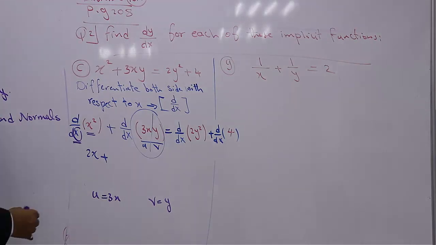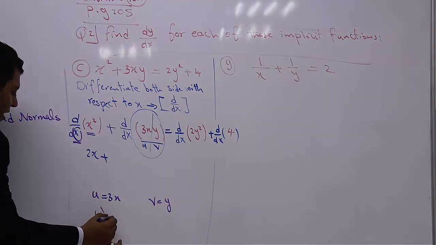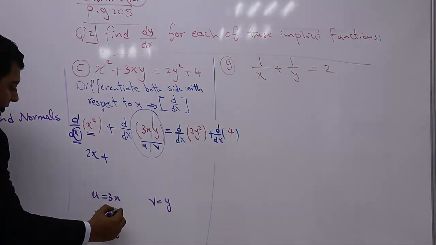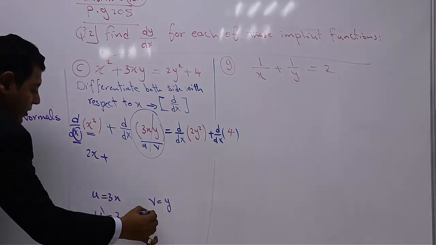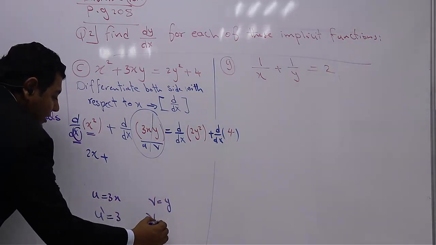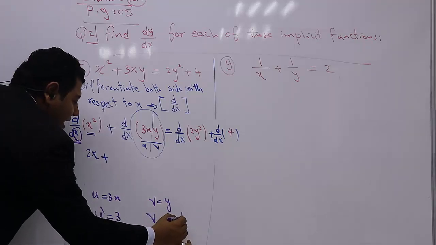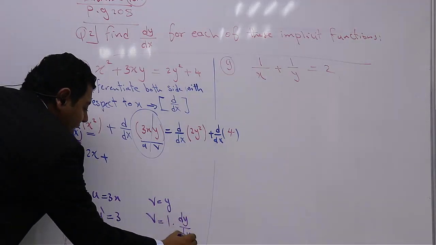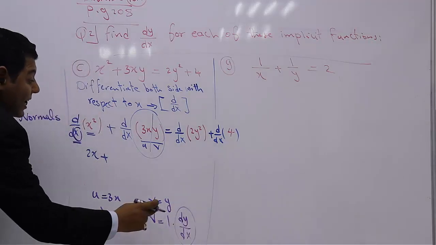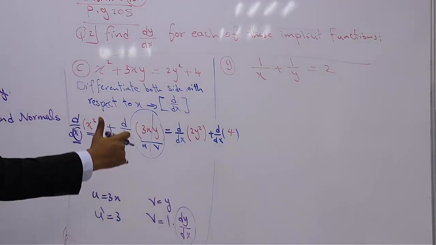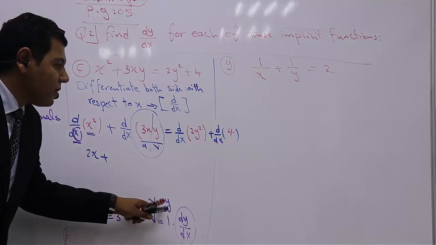Now differentiate each of which with respect to x. The derivative of 3x is equal to 3. And the derivative of y is equal to 1. Not correct, it's 1 times dy with respect to dx. Why? Because I differentiate y with respect to x. So the variable disagrees.